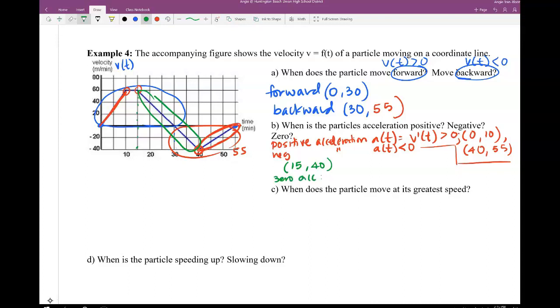When is the 0 acceleration? When the slope is 0, right? So here, from here to here. So that's what, 10 to 15? So that's 10 to 15, okay?